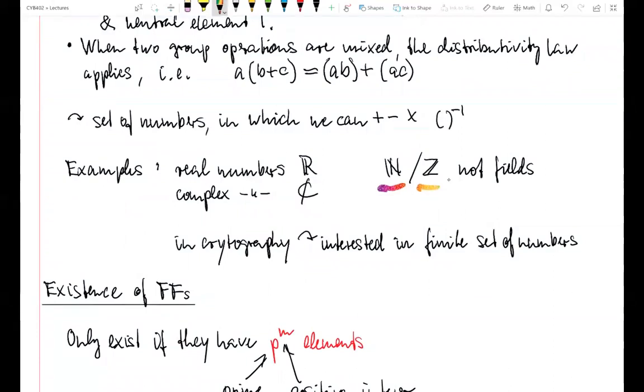They are not groups under multiplication, and the reason is that the inverses of those elements are not in the group. So the closure property is not fulfilled, because if you have a natural number 5, 1 over 5 as an inverse is not in the group of natural numbers. So in cryptography, we are always interested in finite sets of numbers.